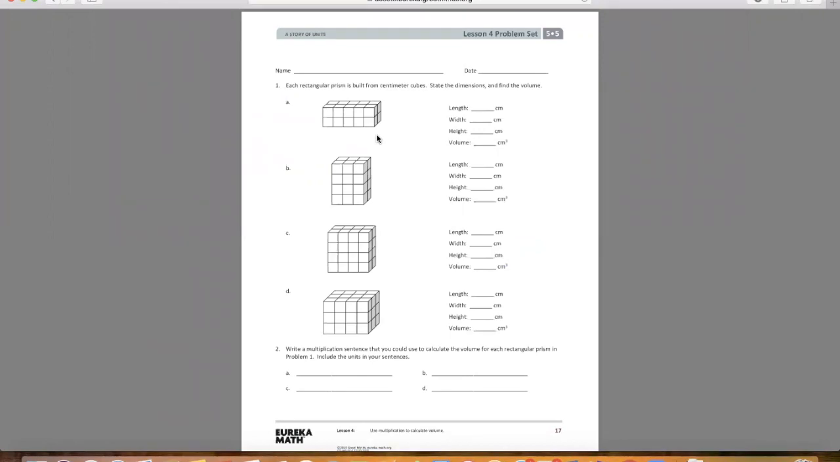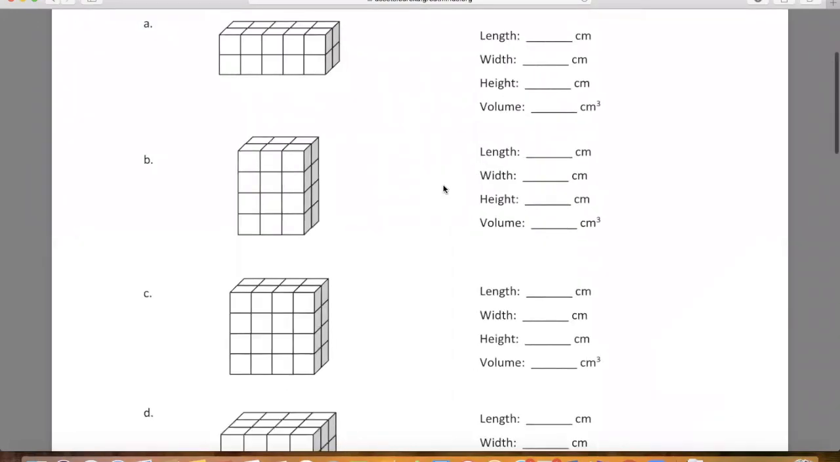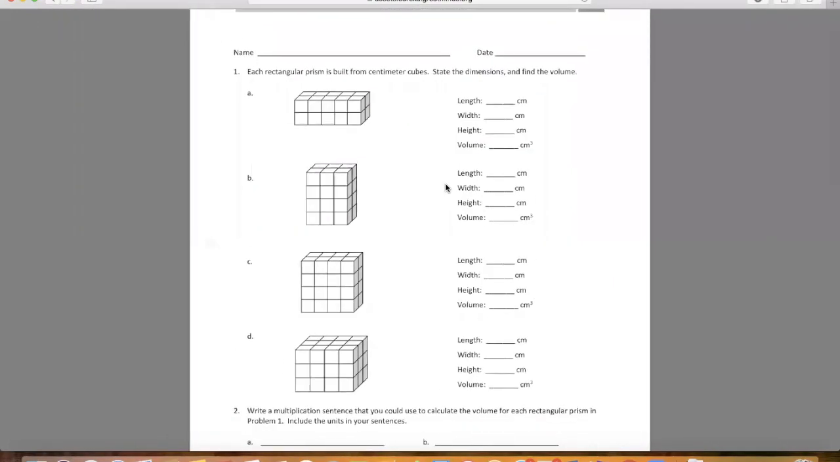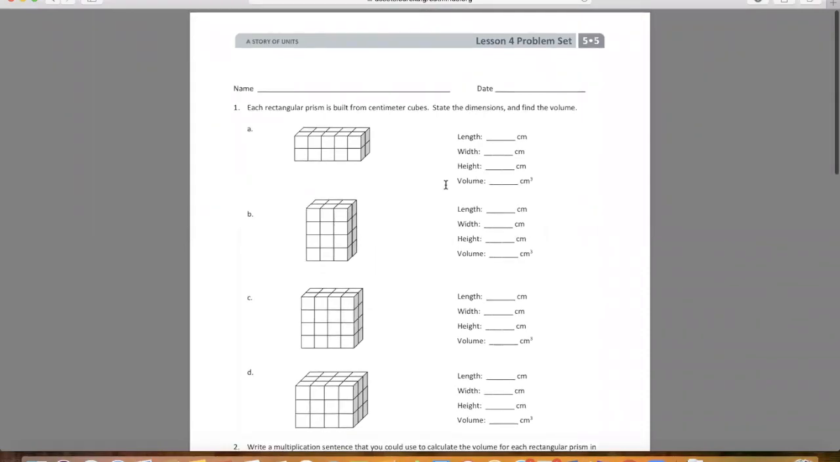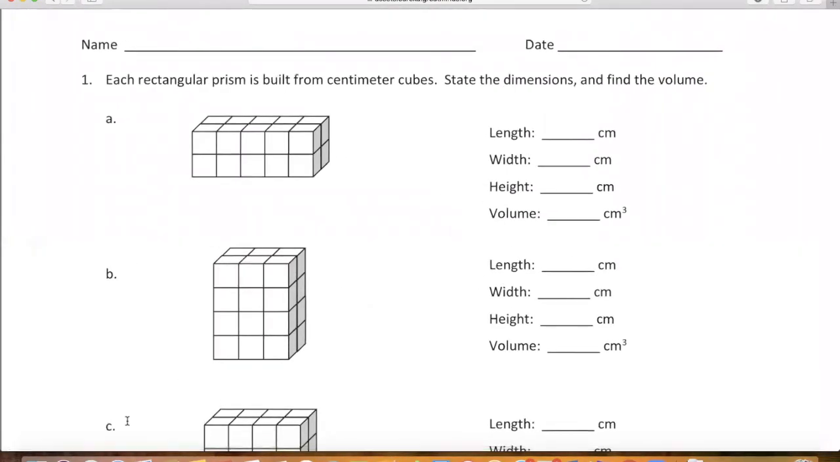You see the models. You could sit here and think of the different layers that you have, and if you even wanted to, you could sit and count all the cubes to find the volume, but that isn't a really great use of your time. And there is a shortcut. I know you love the shortcut. So what we're going to do is talk about volume in terms of length, width, and height.